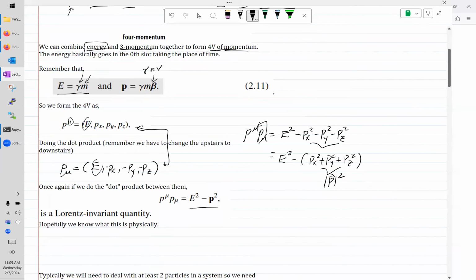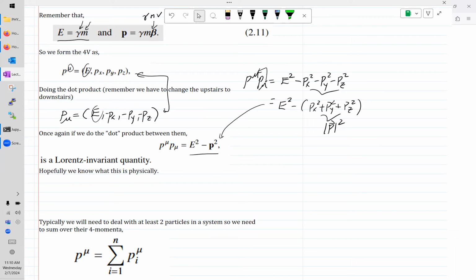In a textbook, instead of typing the vector arrow, they just put a bold print to indicate something is a vector. So you have P mu P_mu is equal to the energy squared minus the momentum squared. Does anyone recognize what this is going to be equal to? It's a little bit wonky. You have to remember all your special relativity relations.